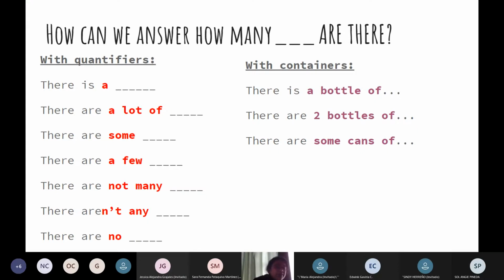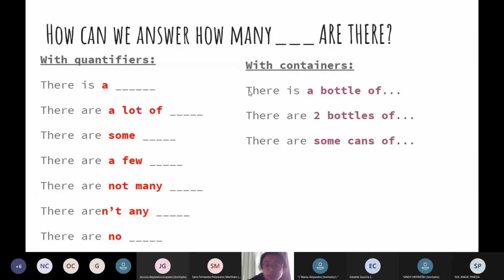There aren't any, okay, o there are no, okay, with quantifiers, con estas palabras que utilizamos para cuantificar cosas como a lot, some, a few, not many, and any, okay. Recuerden que aquí estamos usando hoy there is, there are, pero ustedes lo pueden usar con cualquier otro tema. Aquí vamos a usar there is, there are, pero ya creo que más adelante lo van a utilizar con otro que no es there is, there are.